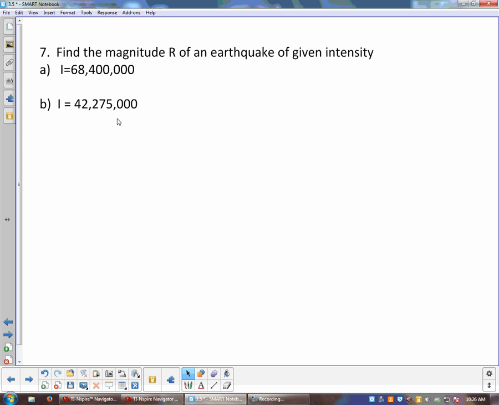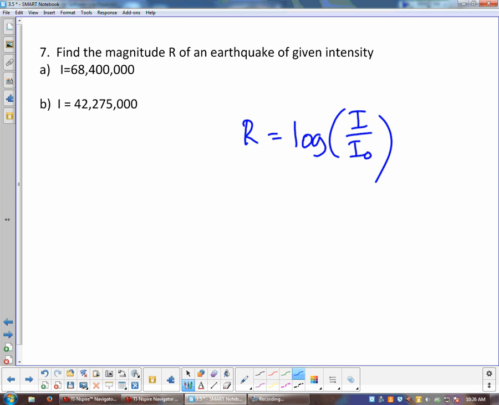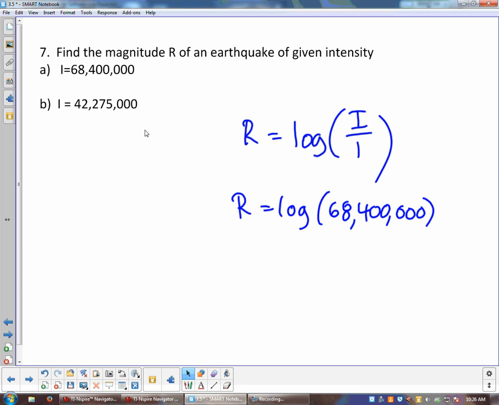Okay, so now let's try this one. This one's on your gift. Here we're doing the other direction. So find the magnitude R of an earthquake of given intensity. So if the intensity is 68,400,000, now again we're using our model. R equals log of I over I sub 0, but we just use 1 for I sub 0. And so in this case, we want R equaling log of 68,400,000. And what does that turn out to be?